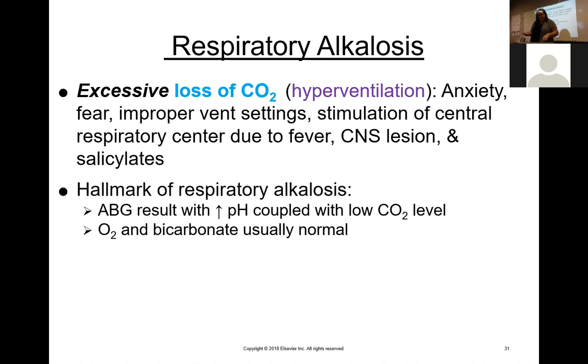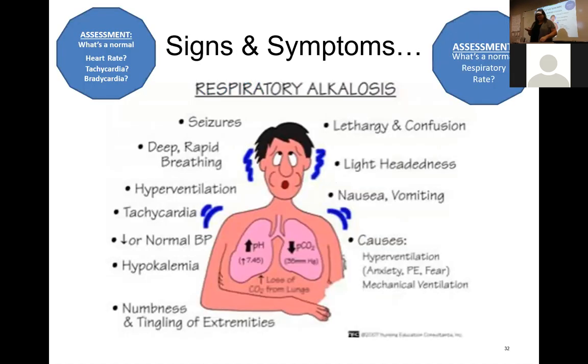Okay. Let's go to the next one. Respiratory alkalosis. Let's look at our assessment.